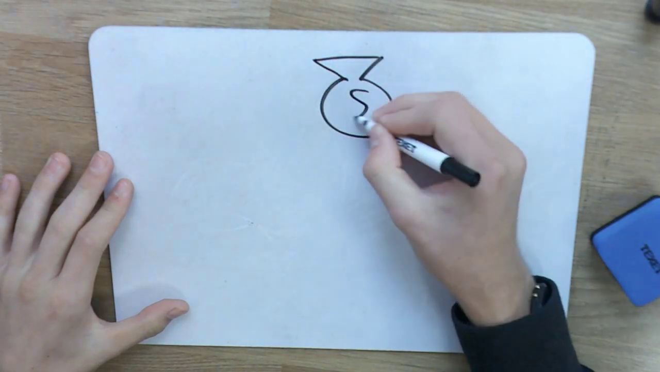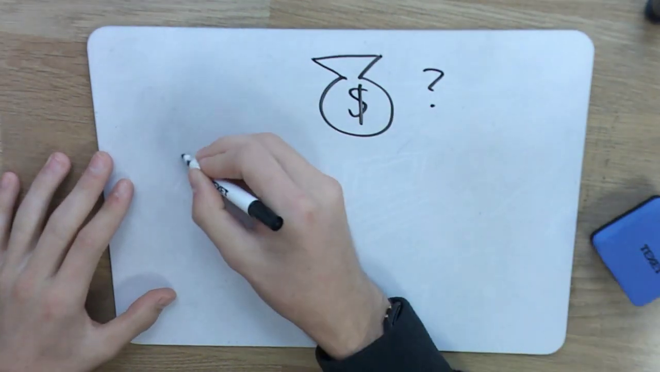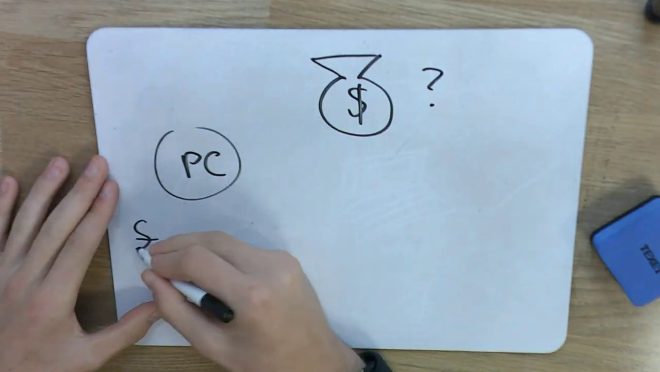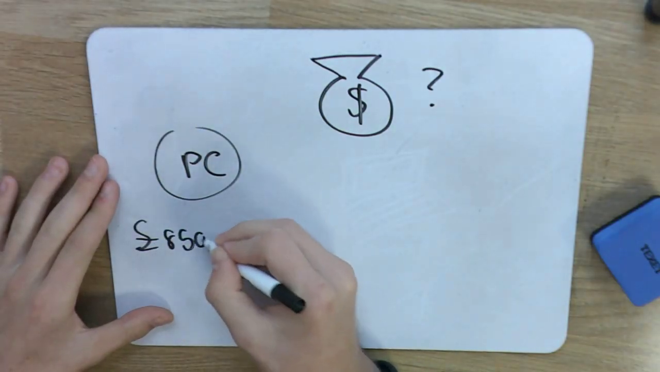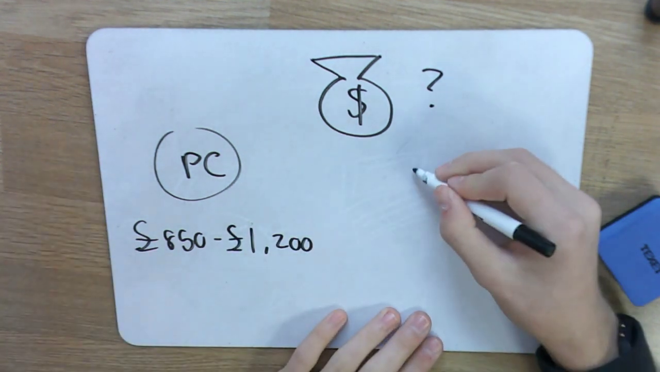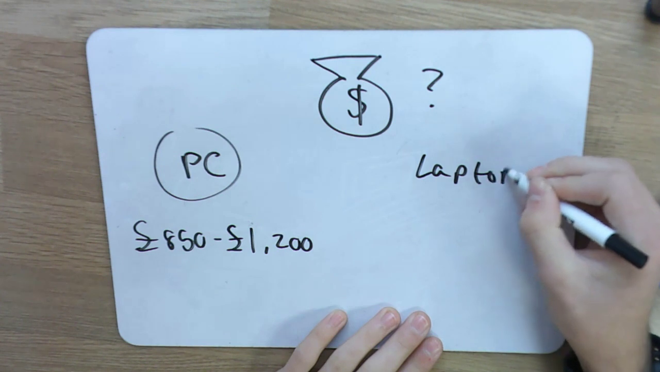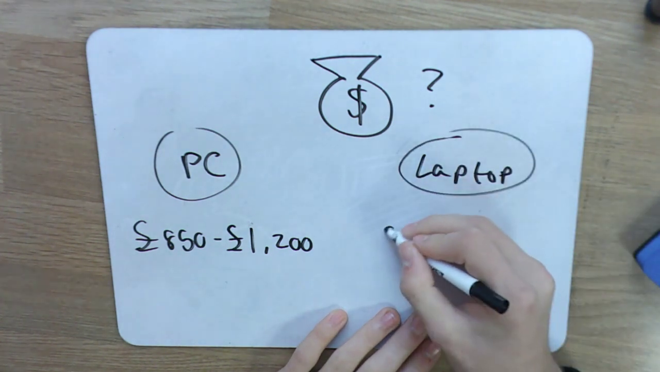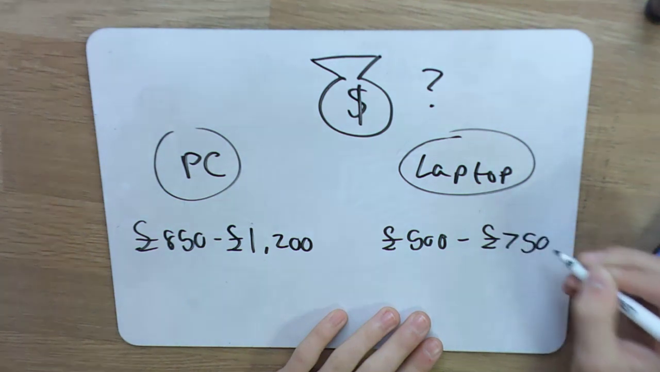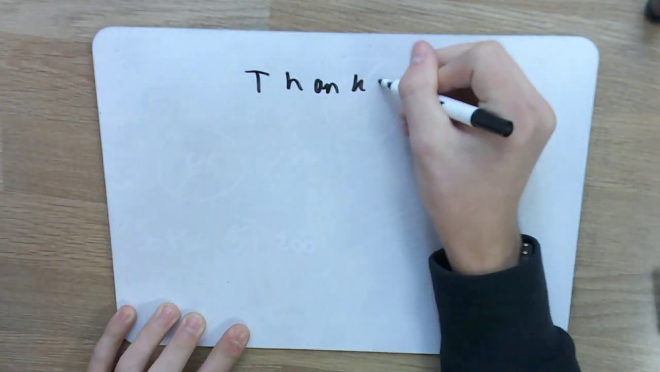So if I wanted to buy a gaming PC instead of a laptop, one would cost much more than the other. How much more are we talking? Well, we're talking £850 to £1,200, as that's the average cost for a gaming PC compared to an average laptop, whose price can vary from £500 to £750. That's a lot more than I expected.